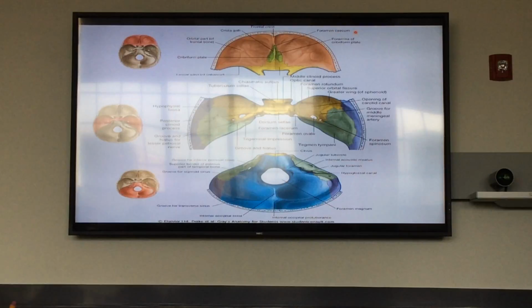On either side of that ethmoid bone, you're going to see holes. Those holes are what's known as the cribriform plate. Has anybody played cribbage?